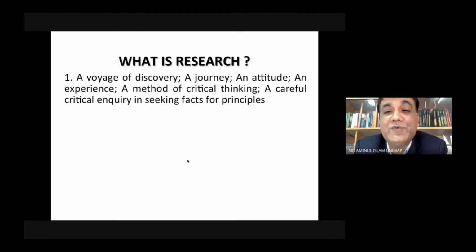Sometimes we do change topic, like when we are driving and we see a traffic jam, we try to find alternative roads to move on. That is also in a PhD: when we start with a topic and we get blocked, we look for alternative topics to proceed with. That's why I'm saying research is basically a journey, and definitely an attitude and an experience for all of us.